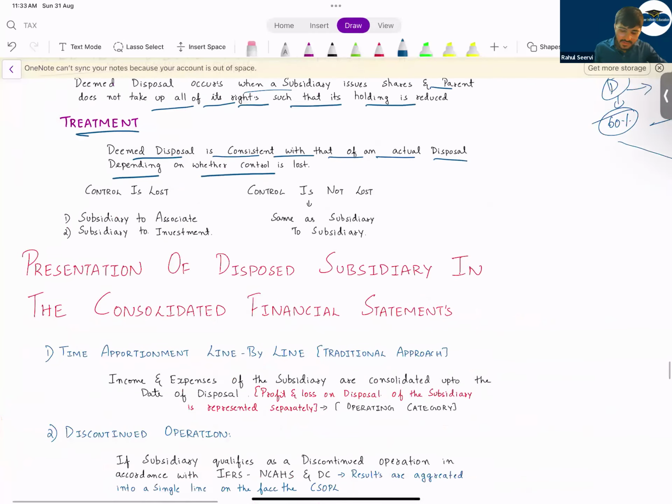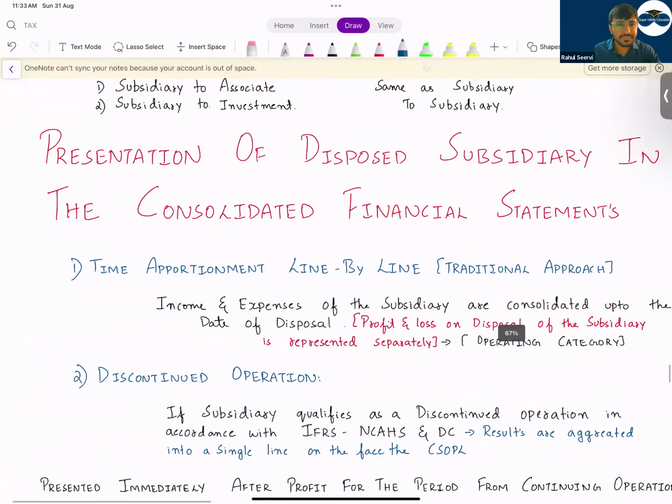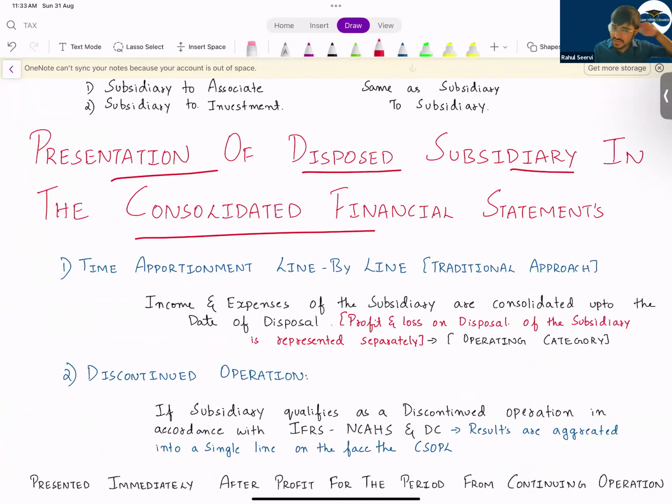Now coming to the presentation. Whenever a company disposes of a subsidiary, how will they present it in the balance sheet? If you remember, in your balance sheet, what do you do? If you dispose of a subsidiary, you remove everything. You do not consolidate it.